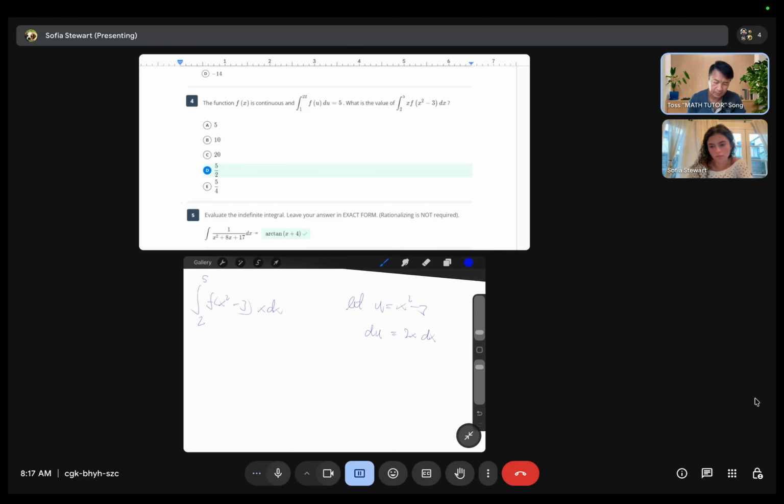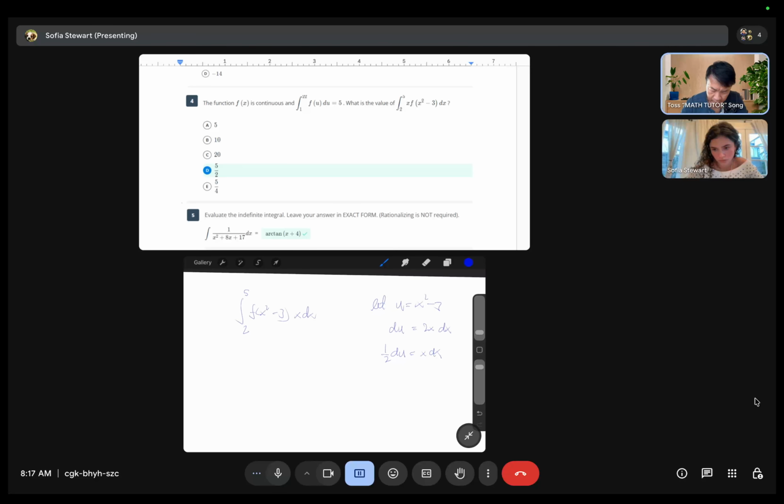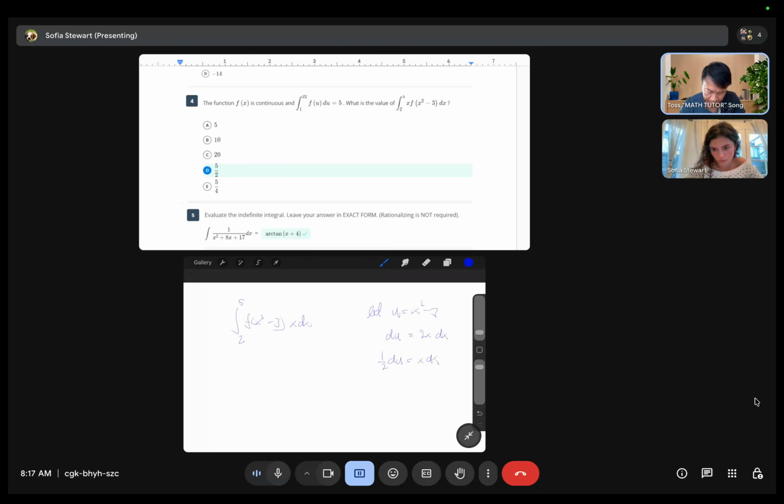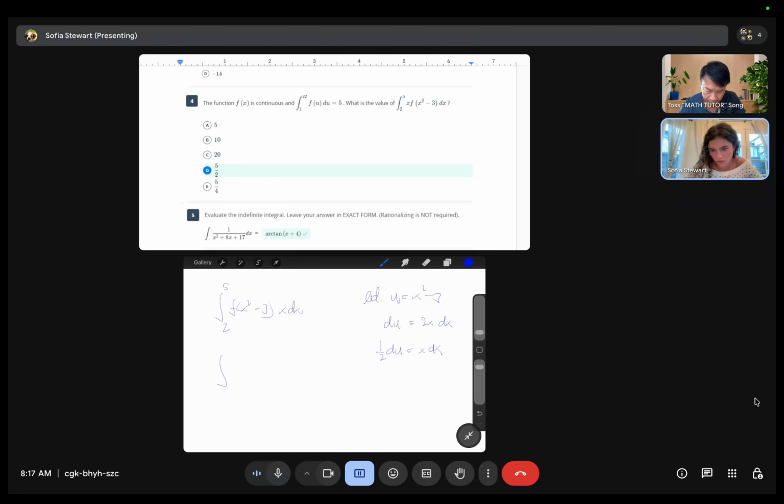Okay? You agree? Yeah. And then solve for this right here. So I'm going to solve for x dx. So it'll be 1/2 du equals x dx. So if I do that, it will look like this. Have a look. Wouldn't it be negative? Oh, wait, oh, no, never mind. Okay. So if I do that, it will look like this.